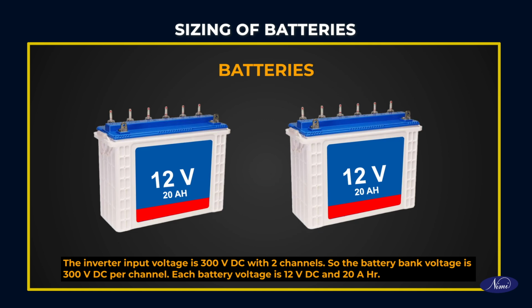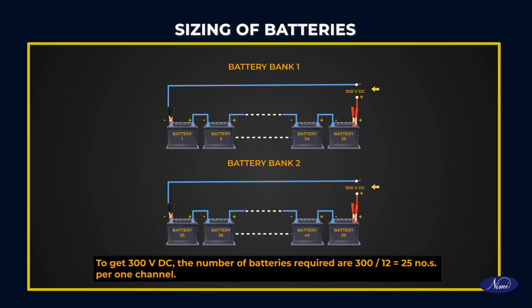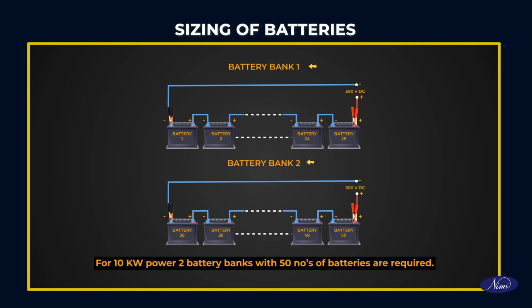Each battery voltage is 12 volts DC and 20 ampere hour. To get 300 volts DC, the number of batteries required is 300 divided by 12, which is equal to 25 per one channel. For 10 kilowatt power, 2 battery banks with 50 batteries are required. They are connected in series to produce the output voltage of 300 volts DC per channel.